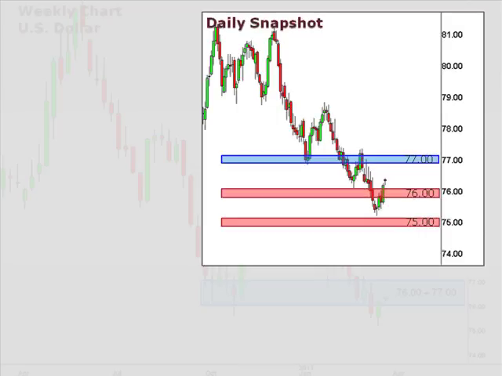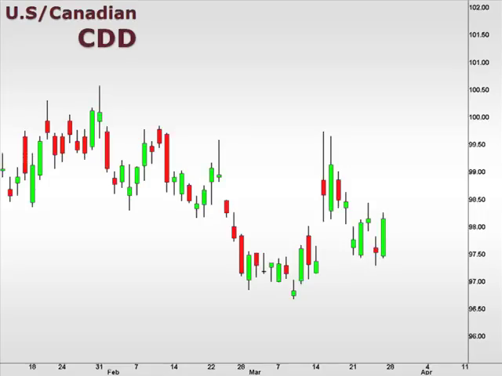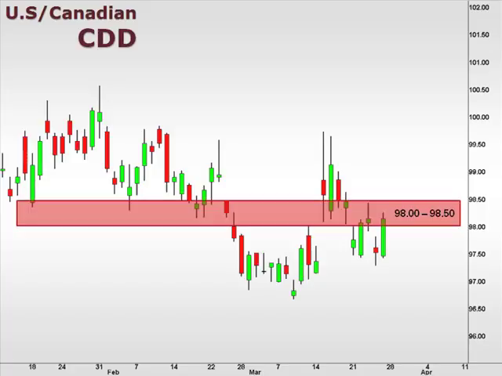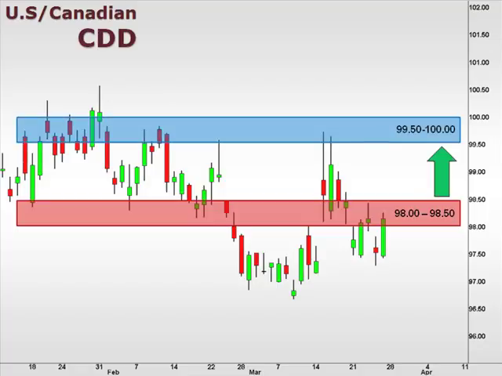If we switch over and take a look at a daily chart, we can see that with a break above 76 last week, the window is open for a short-term move into that 77 resistance level. Next up, the CDD, the U.S. versus the Canadian dollar. Well, the CDD closed the week with a rally into the 98.5 focal zone. A break above 98.5 opens the window for a move towards this 99.5, 100 focal zone.